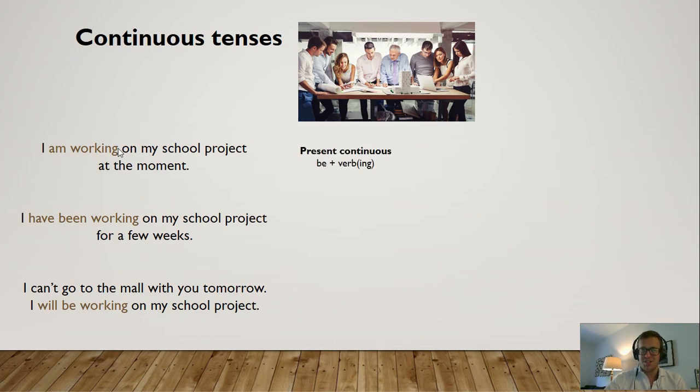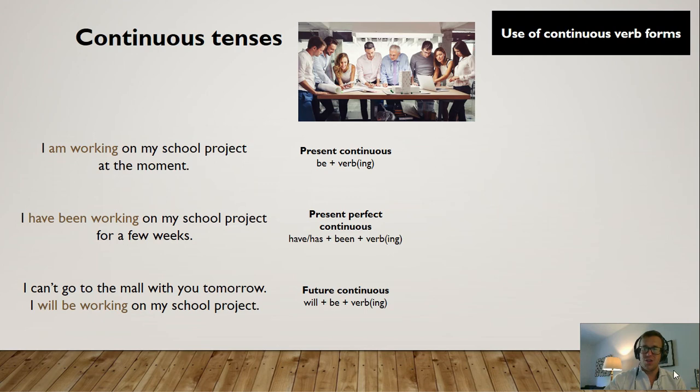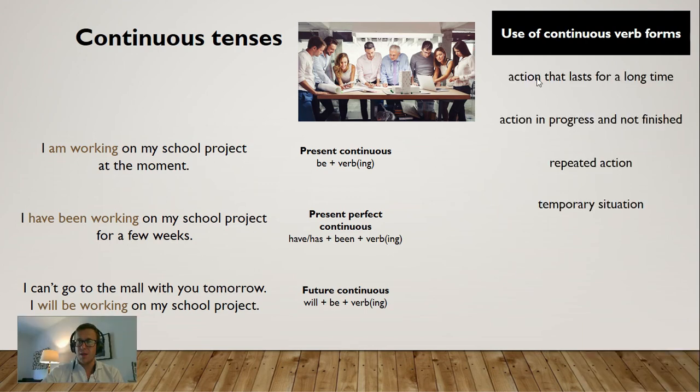First one, present continuous. At the moment, I am working on a school project. Present perfect continuous, I have been working. This is when you're talking about something which is continued for a long time from the past to the present. And future, I can't go with you to the mall tomorrow because tomorrow in the future I will be working. So it's a long action in the future. So the uses of continuous forms: actions that last for a long time. These all probably last for a long time, especially this one.